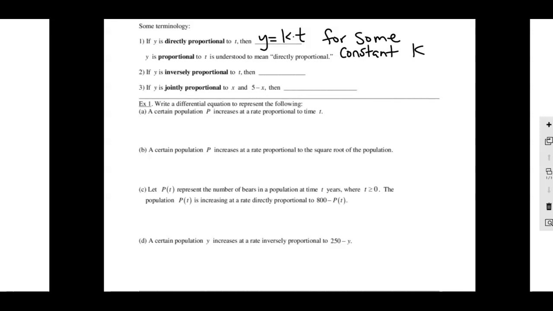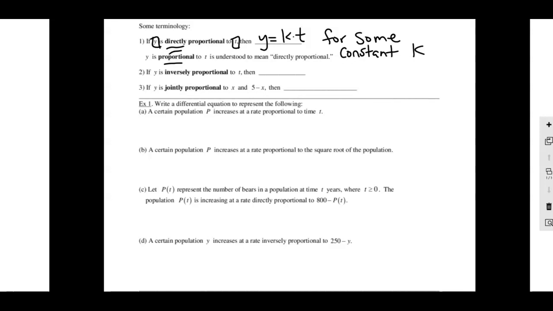Or 56 would be proportional to 8, because it's a scale factor of 7. Right? So if two things are related via multiplication, you could express them as being directly proportional, aka proportional. This word directly isn't really necessary. They could say directly proportional, or just proportional, but those mean the relationship between those two things is via multiplication. So y is equal to k times t.